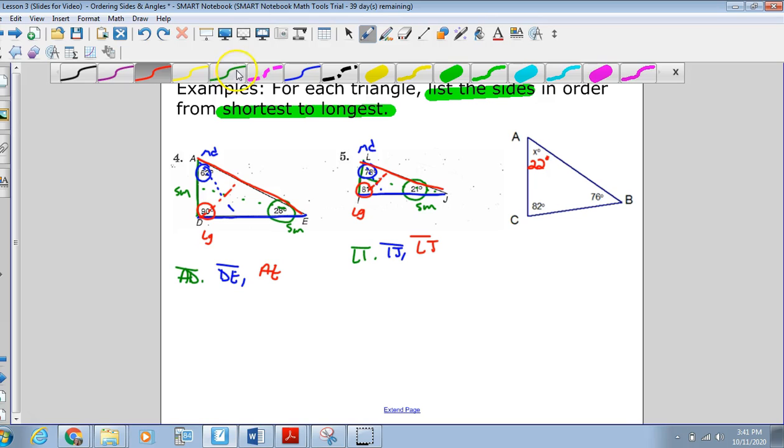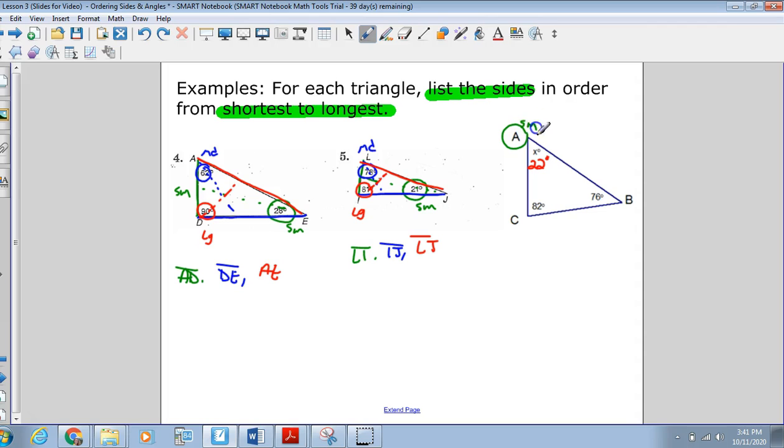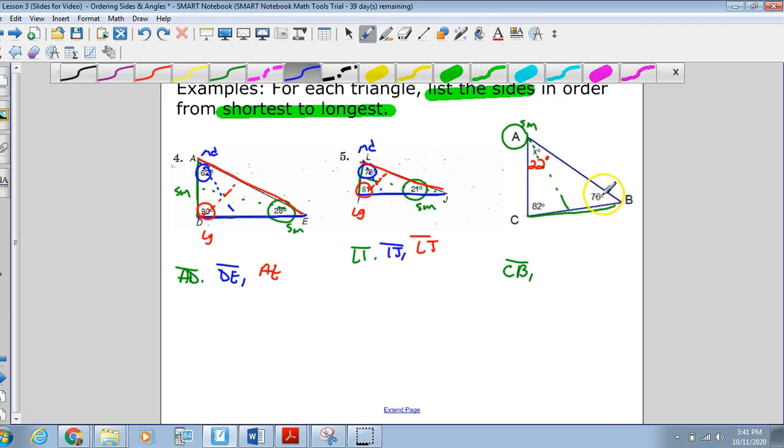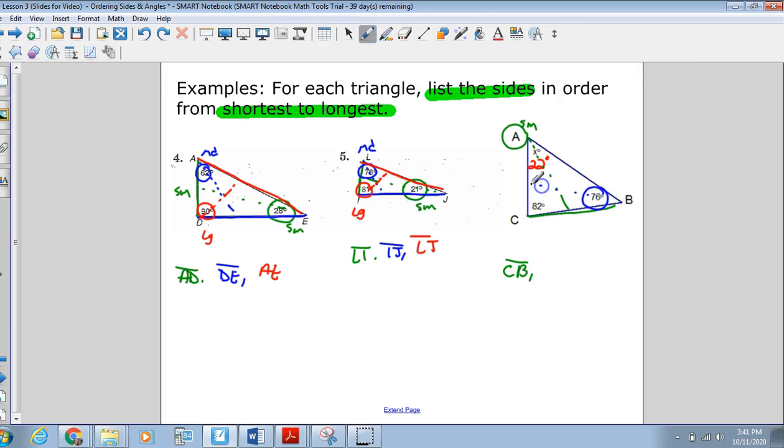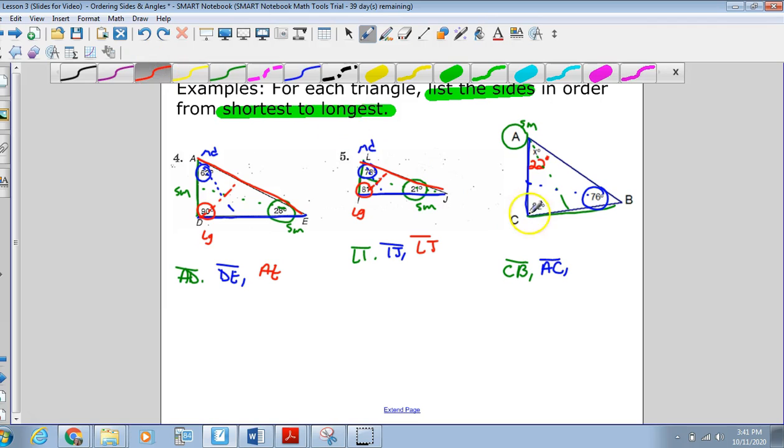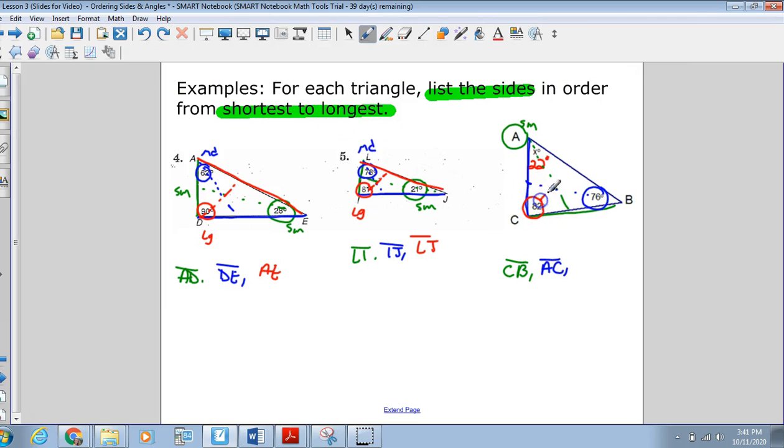Now that we have the angle measures, we can determine smallest, medium, and largest. So here is our smallest angle at 22 degrees. So across from that, side BC or CB is our smallest side. Our medium angle is at 76 degrees. Across from that, this medium side, which is AC. And our largest angle is 82 degrees. Across from that is our largest side, which is AB. Okay.